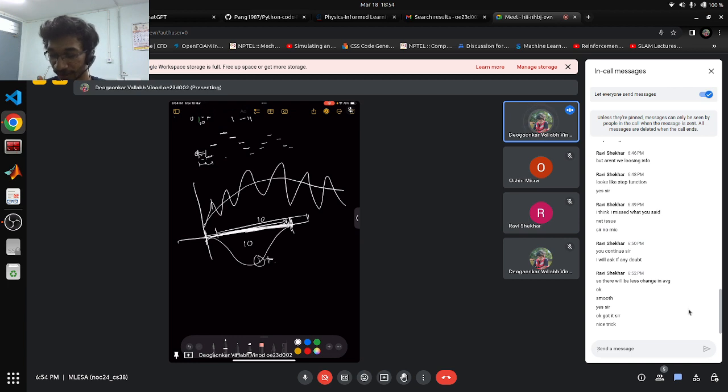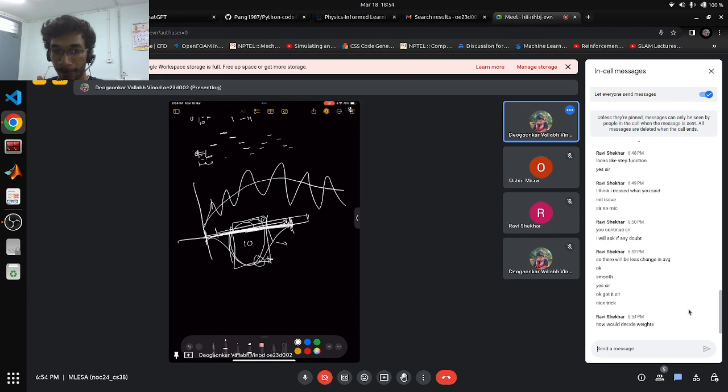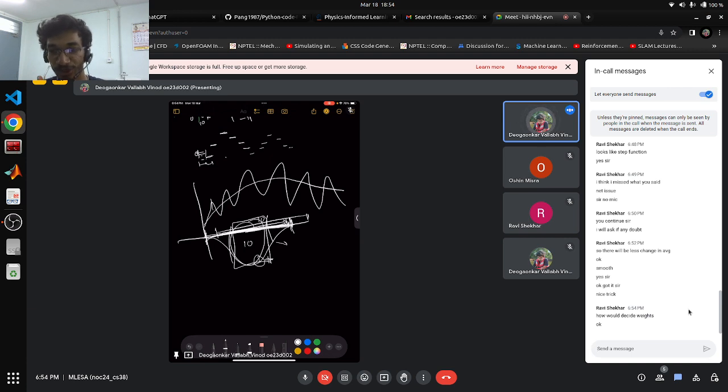What would this mean? Every time I'm moving my window, I'm giving more weightage to the values that are in the middle of the window. How would you decide the weights? We haven't got to that point yet. I'm still on the convolution operation.